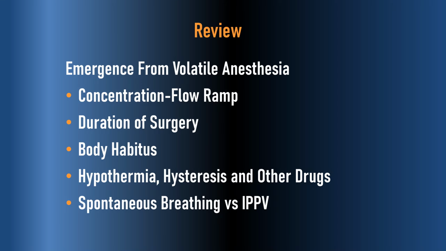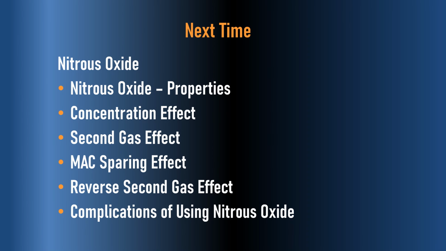Next time, we're going to start looking at the various gases and vapors that are used in anesthesia, and I'm going to start with the first one, nitrous oxide, its properties, the history of nitrous oxide. And then we look at specific factors that make nitrous oxide a useful drug: the concentration effect, the second gas effect, the MAC sparing effect, the reverse second gas effect. But I'll then progress on to talk about complications and problems associated with the use of nitrous oxide.